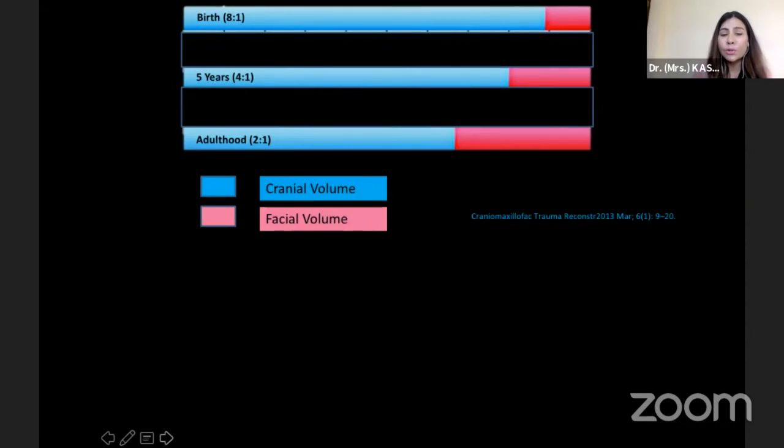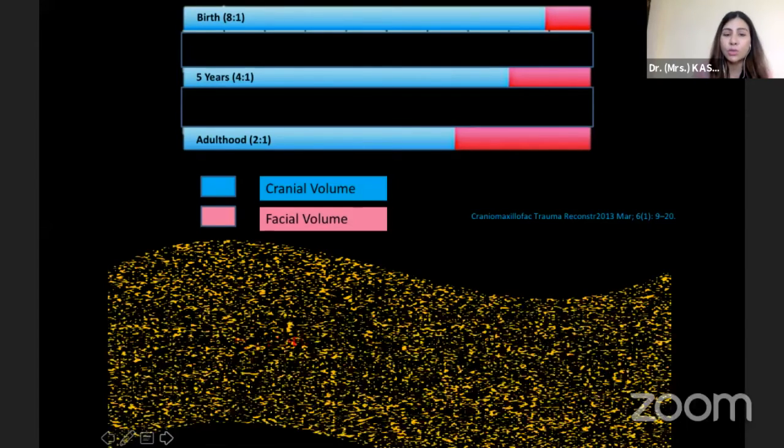If we look at this data, the cranial volume to the facial volume at birth is 8:1. As the child grows, the cranium becomes small and the face becomes larger. So by 5 years, it is 4:1, and by adulthood, it is 2:1.